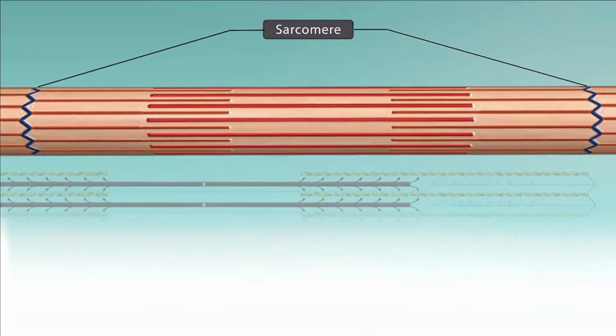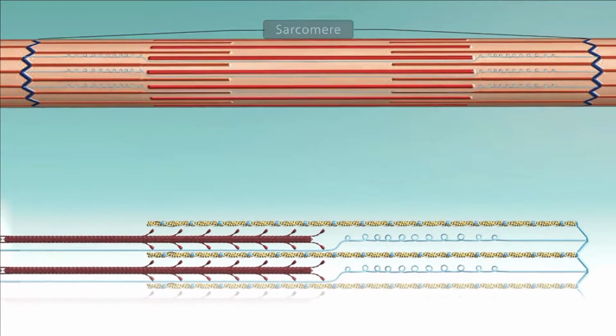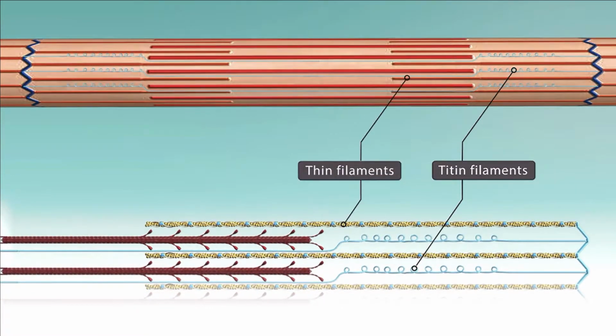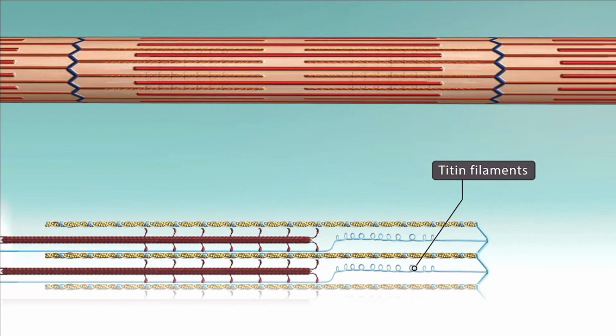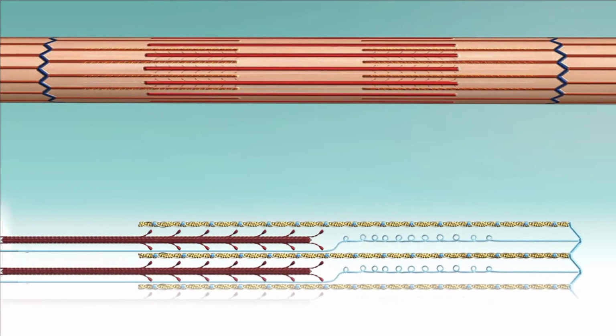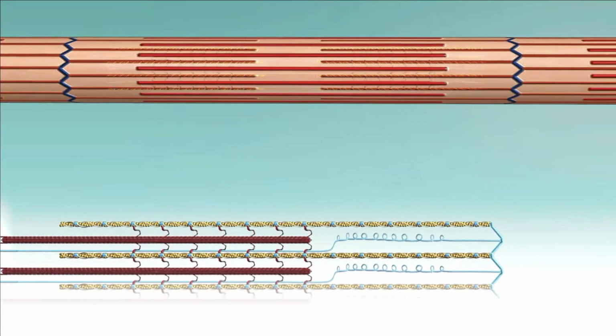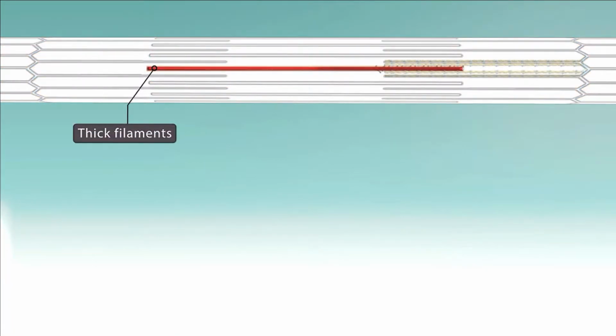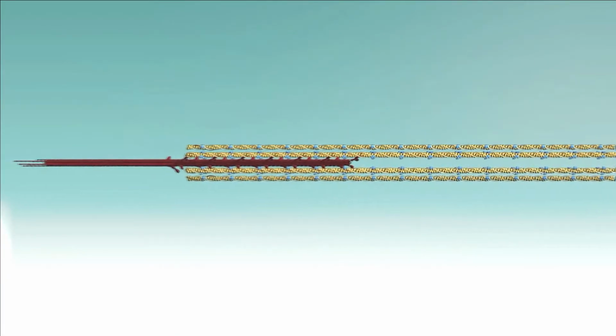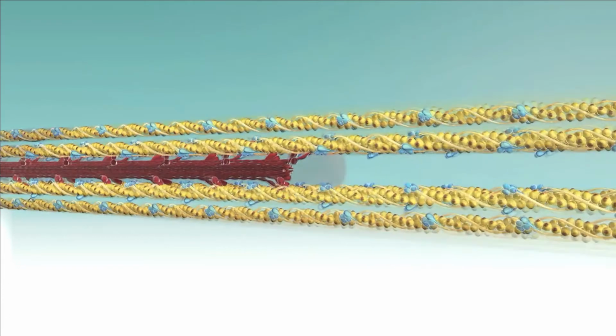Each sarcomere is made up of three types of filaments: tightened filaments and thin and thick filaments. The tightened filament acts to provide elasticity for the sarcomere. Thick filaments are surrounded on each end by 6 thin filaments.